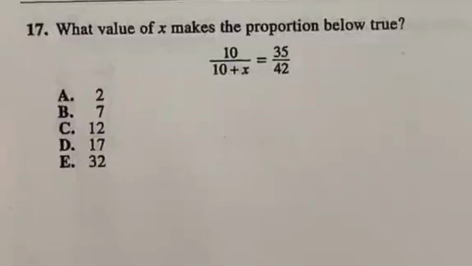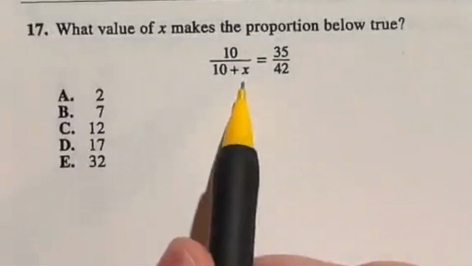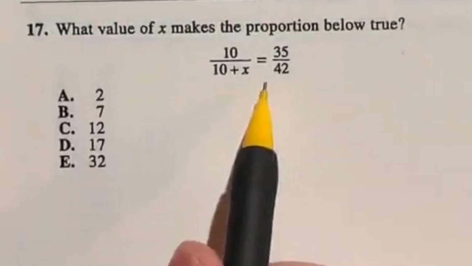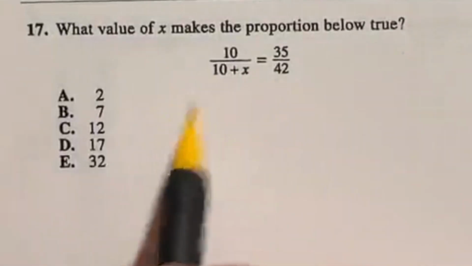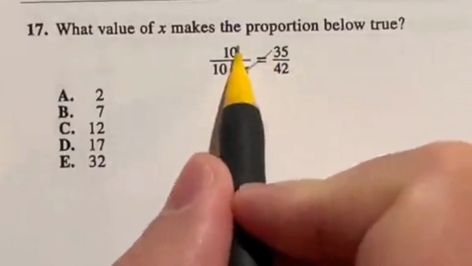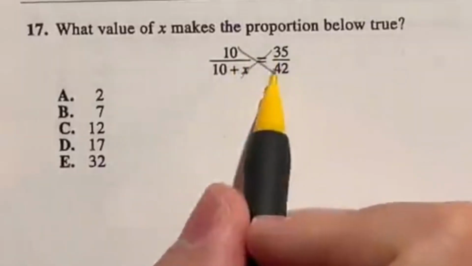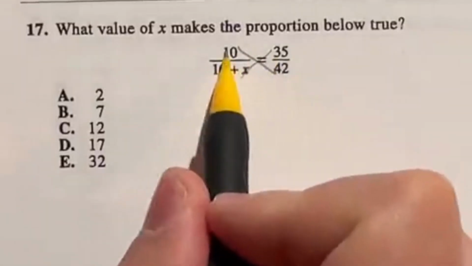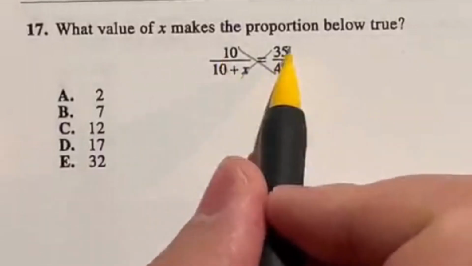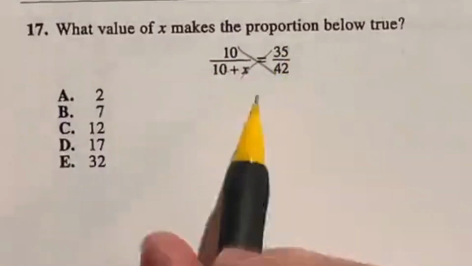For number 17, they want you to find which value of x would make this true. This is just a fancy way of saying solve for x. There are lots of different ways you can do it. I'm going to do the cross multiply and divide method here, where we essentially multiply this to this side and multiply the bottom of this fraction to this side. Then once they're equal, we can solve for x.